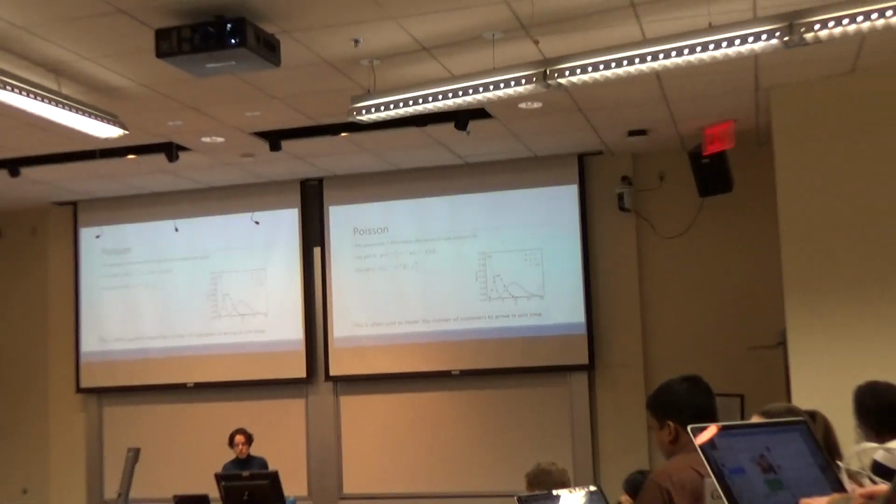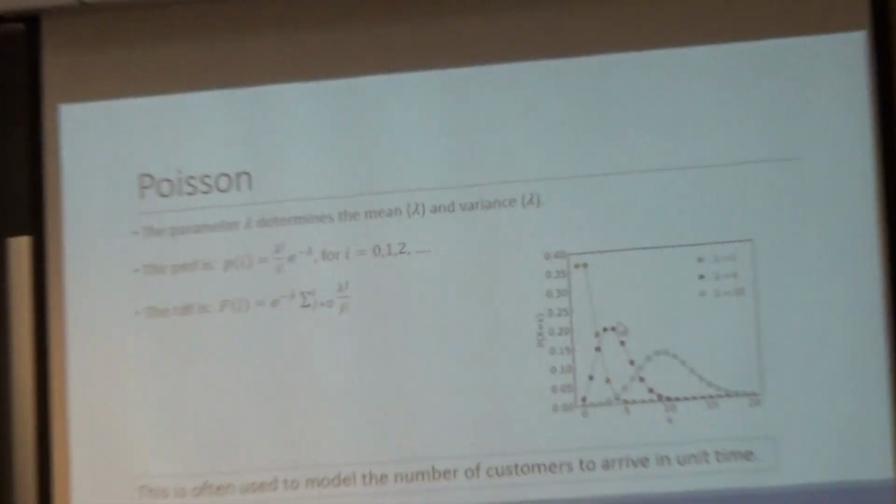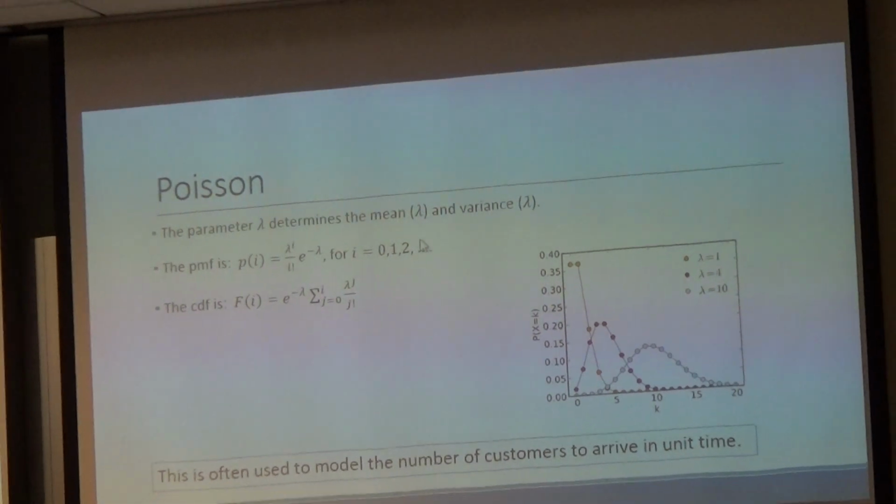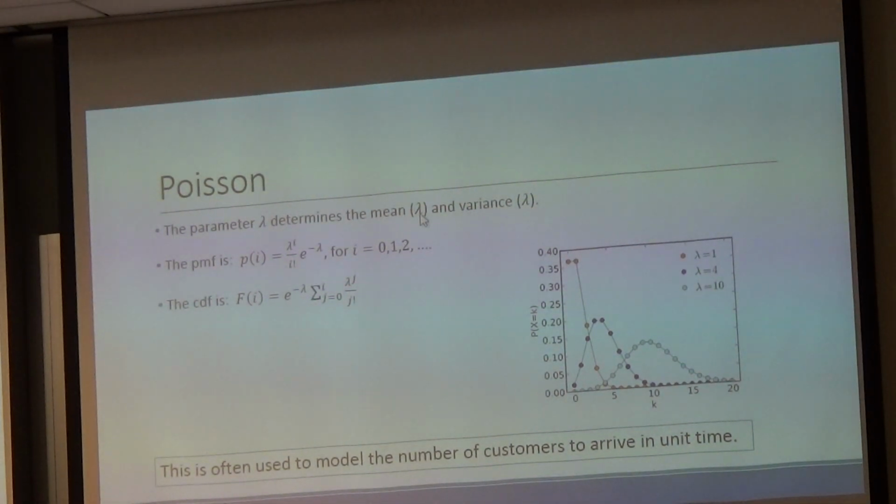And these are just a few representations of different Poisson distributions. You can see it can be something that looks reasonably symmetric. It can be something that is very skewed. And what do you need to determine a Poisson? You need one parameter, you need to know the mean, just like the exponential.